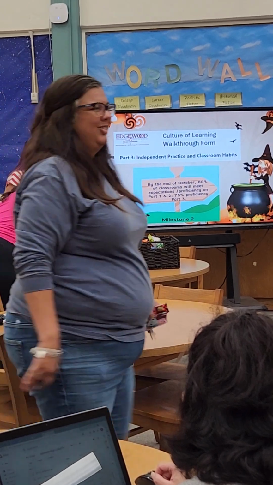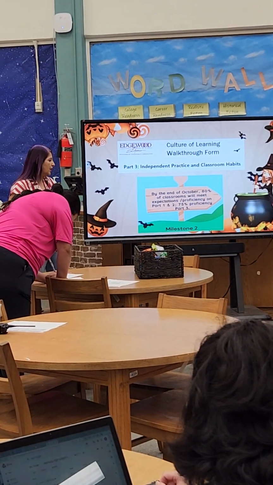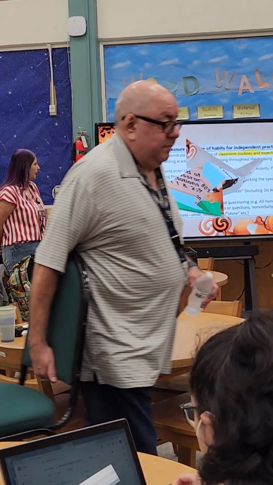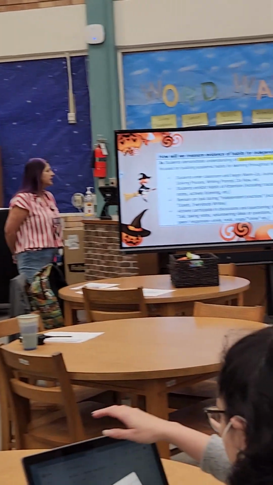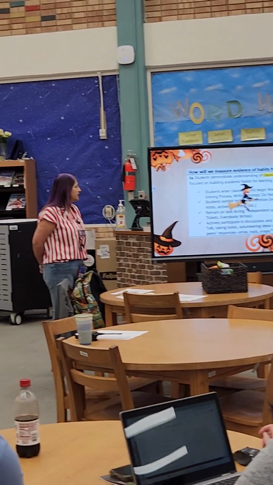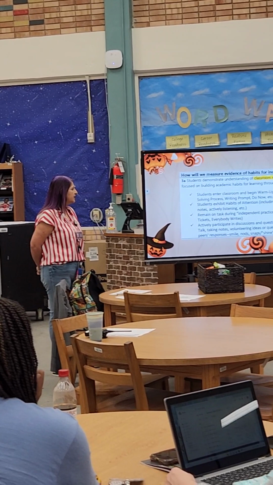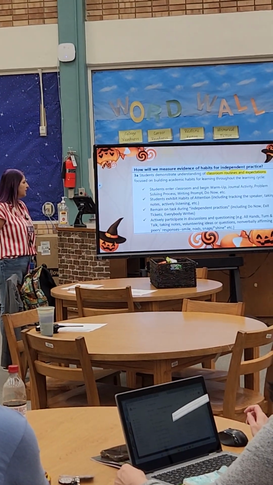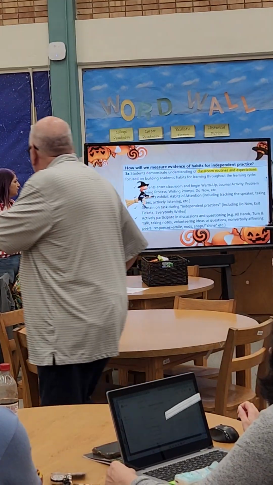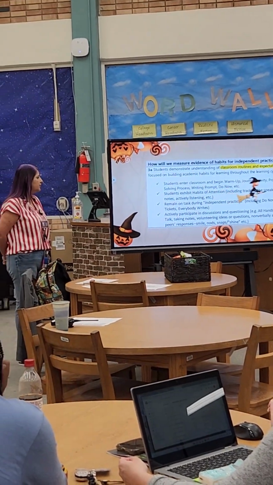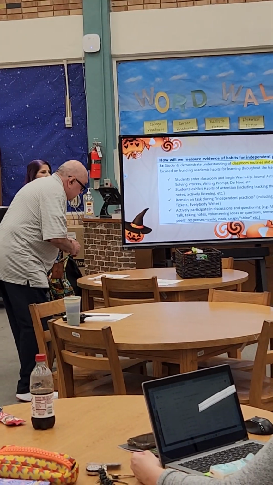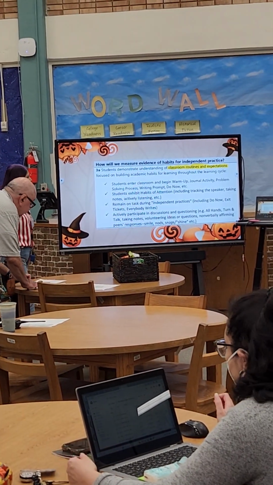Part 1 and 2, 75% proficiency on part 3. So this is our milestone 2. So how will we measure evidence of habits for independent practice? 3A, students demonstrate understanding of classroom routines and expectations focused on building academic habits of learning throughout the learning cycle. So students enter the classroom and begin warm-up, journal activity, problem-solving process, writing prompts, and do now. Okay, so that's all part of the measuring for evidence.